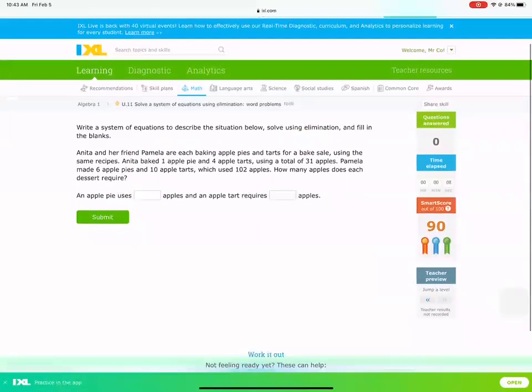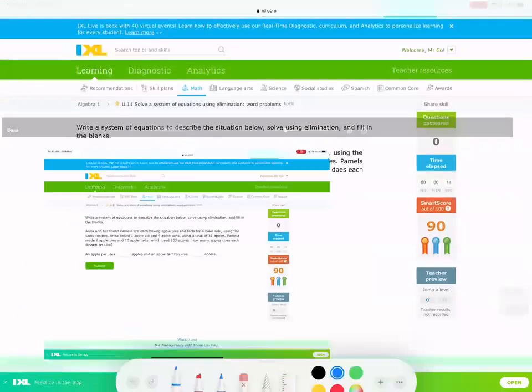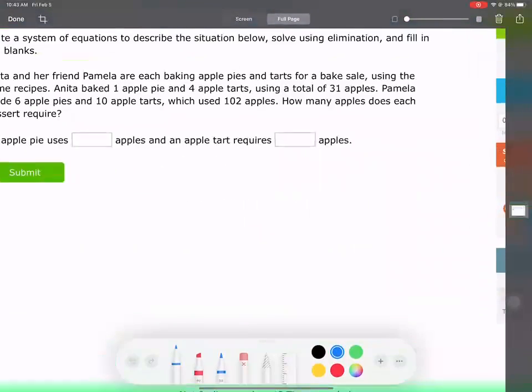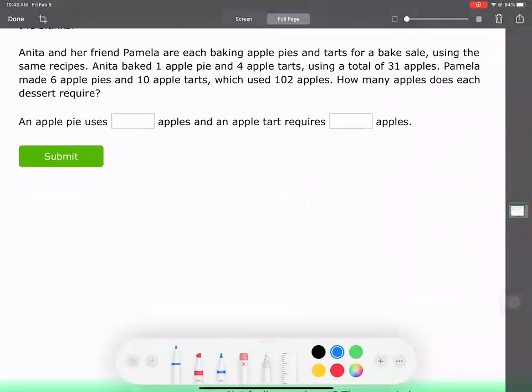Okay, so we'll do 3 more of these questions and then we'll call it a day, okay? So I'll do 3 more of these just so we have a nice range of questions. Okay, Anita and her friend Pamela are each baking apple pies and tarts for the bake sale. Using the same recipe, Anita bakes 1 apple pie, and 4, let's use P instead, because we have pies and tarts, are both apples. 1 pie and 4 tarts, and you need 31 apples. Okay, Pamela made 6 pies and 10 tarts and used 102 apples.